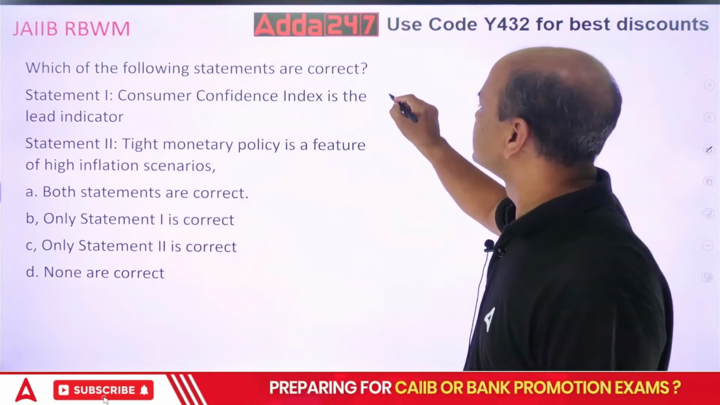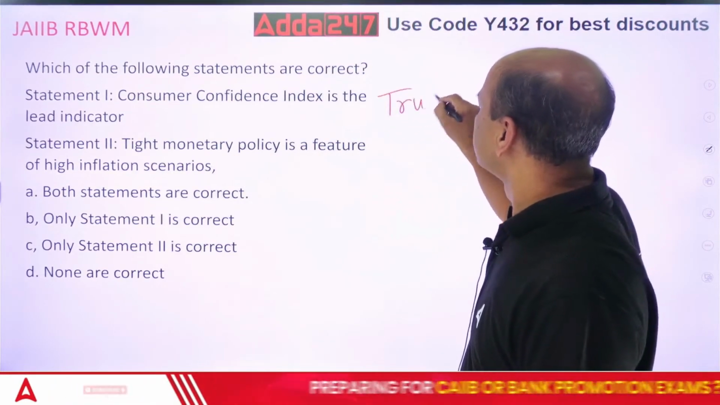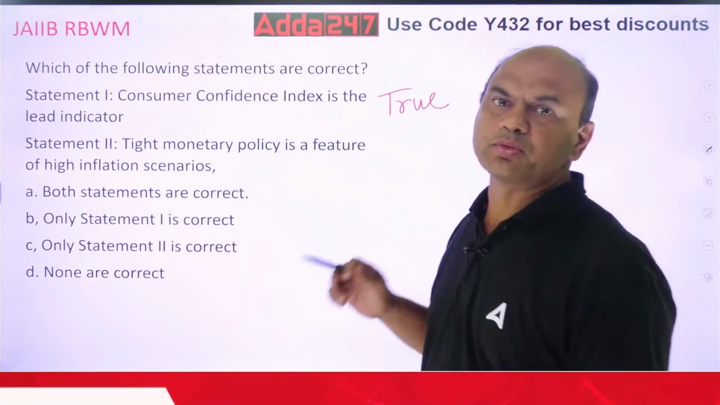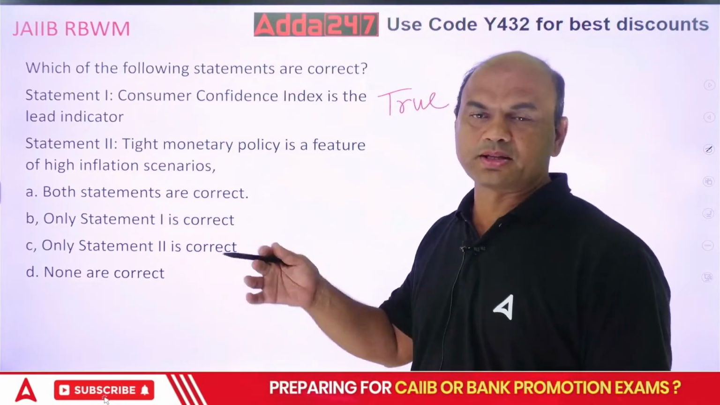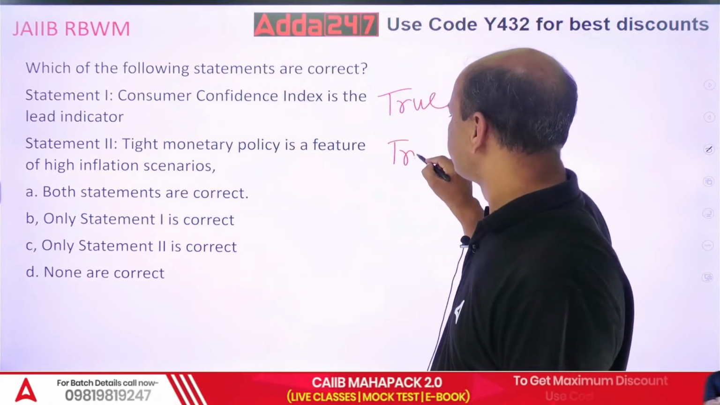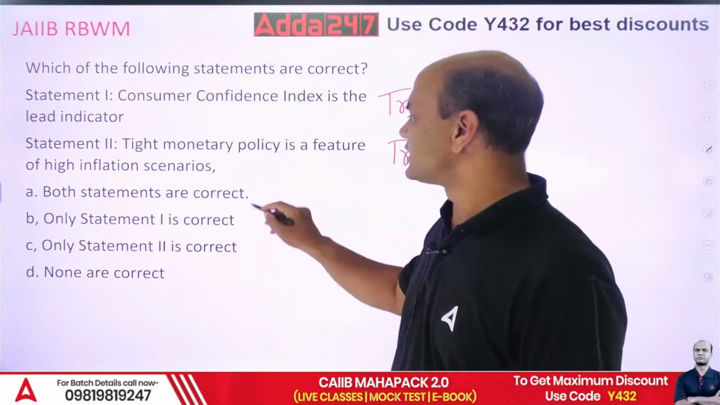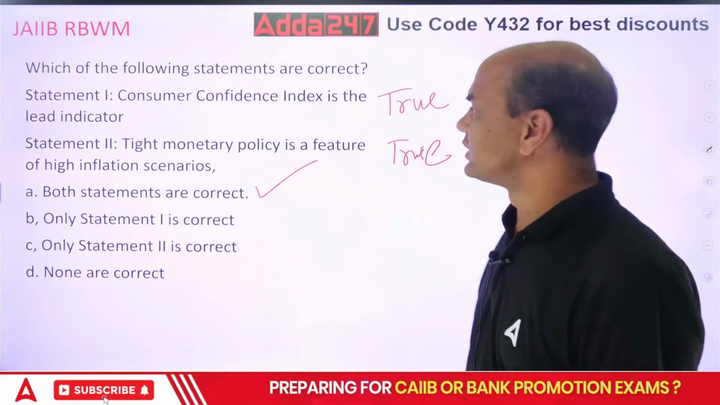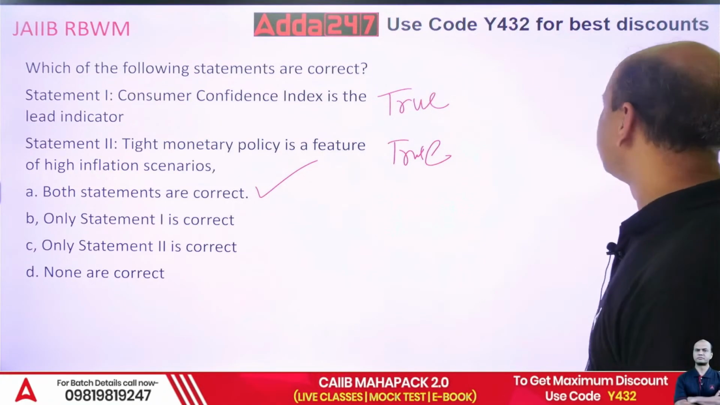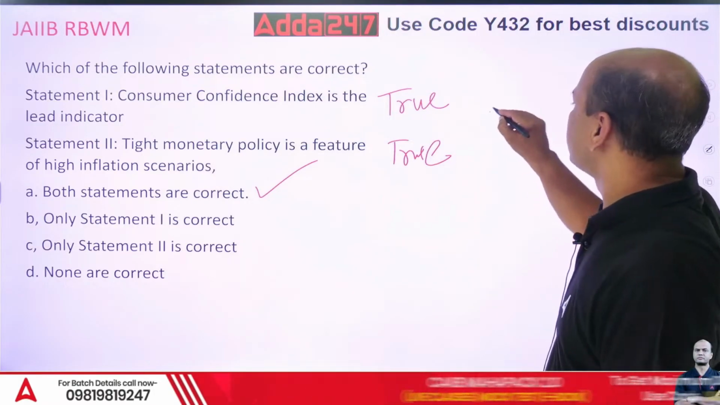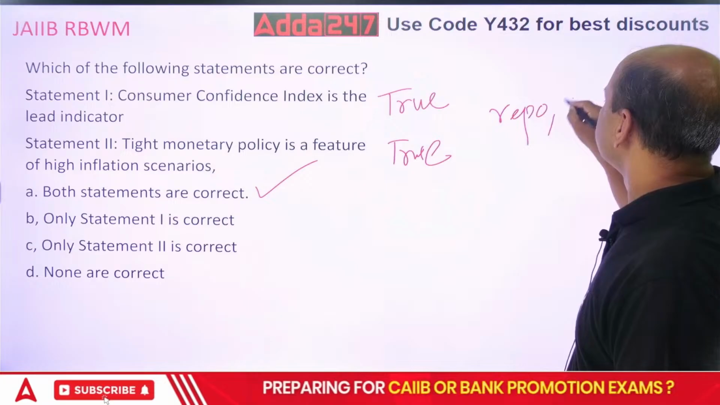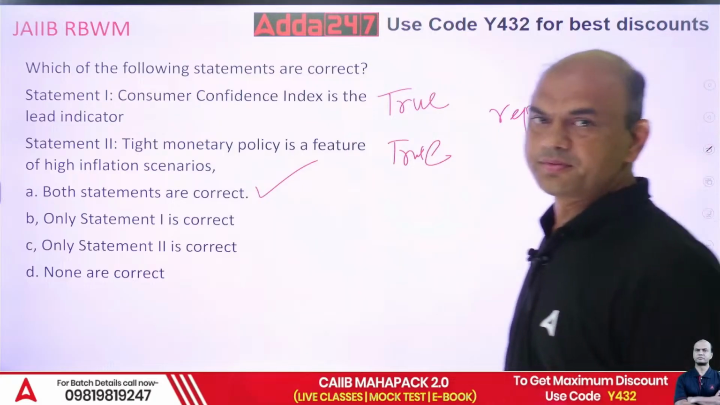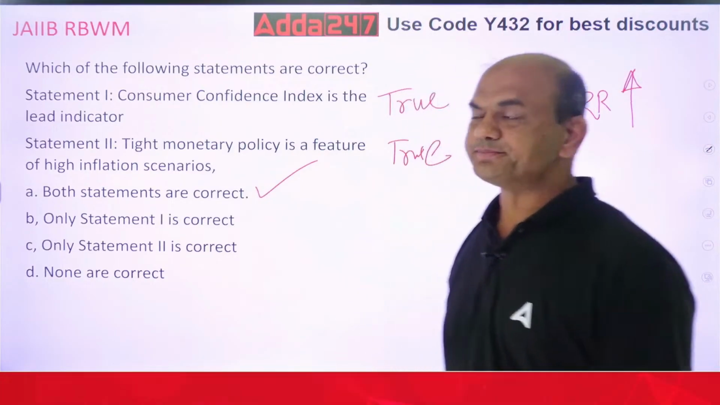This is also right. This is a lead indicator. True. And this is also true because when you have high inflation, then only tight monetary policy will be given by the RBI. So the answer is both the statements are correct. This is a feature of high inflation scenarios. Whenever you have high inflation, this repo rate and CRR will always be taken up by RBI. They'll go up. Always.